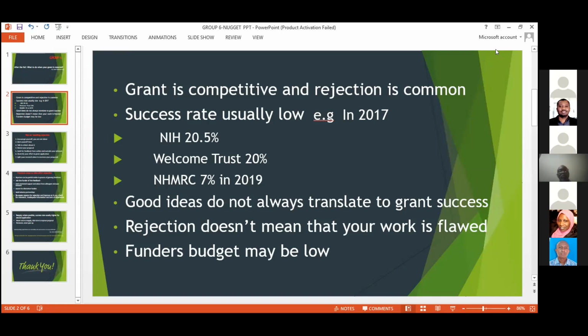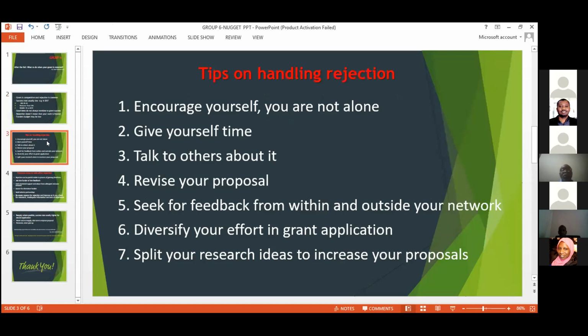We also learned that the success rate is usually low. For example, in 2017, for this funder, the success percentage was 20.5 out of a lot of applicants, and the Wellcome Trust was 20%. And in 2019, we have 70% success. So a good idea does not always translate to great success. The fact that you have a very good write-up or proposal for a grant may not mean that it is going to be successful. At least we have been coming across this. And rejection does not mean that your work is blemished or not good. At times, some grants are rejected because the funder's budget is low compared to what you proposed in the grant.